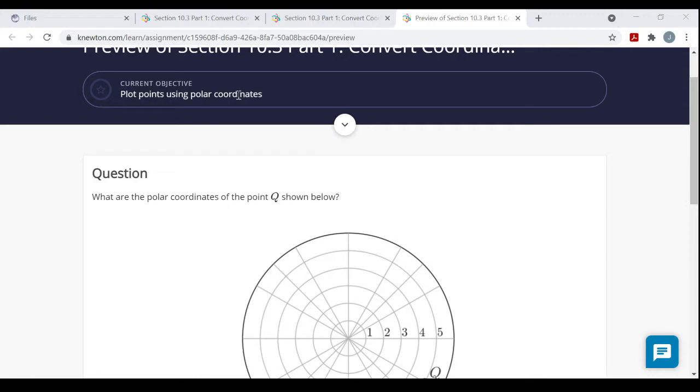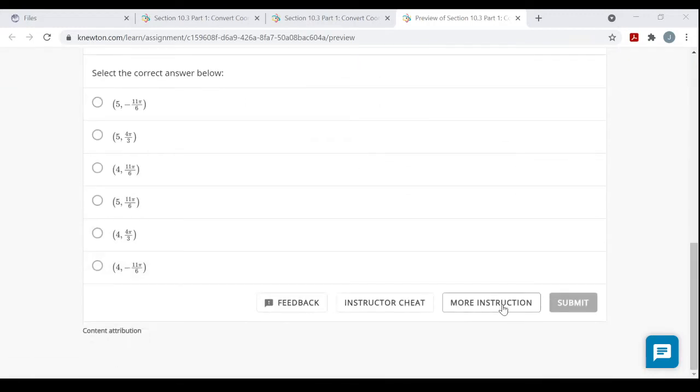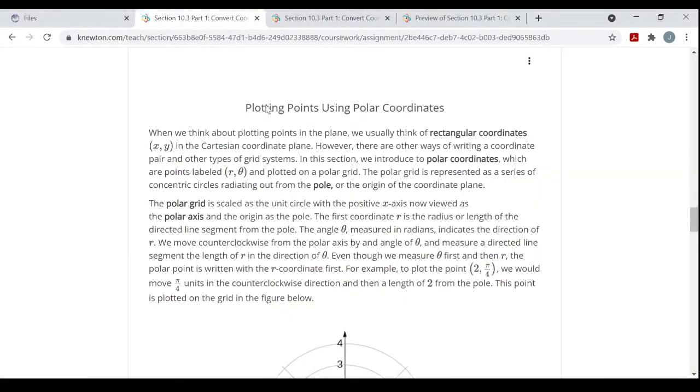If you want to see more about what they're saying here about the objective, click on More Instruction. In fact, I'll show you a little bit of that instruction, some of their notes. Look at their notes, their examples, their videos. Hopefully those help you. But again, I'll go over some of the notes here. Plotting points using polar coordinates.